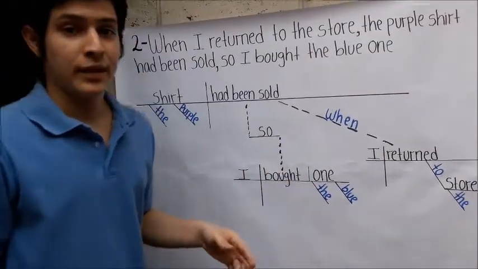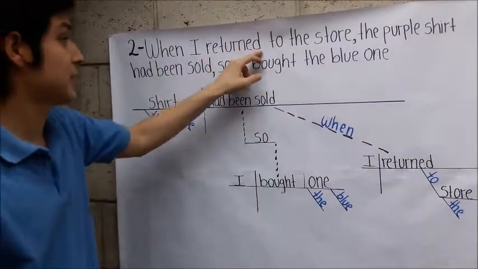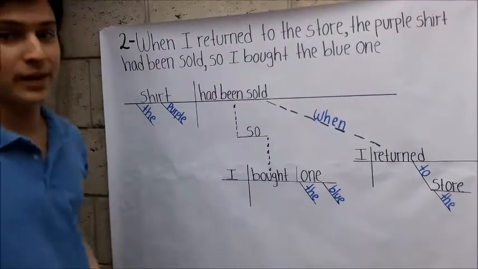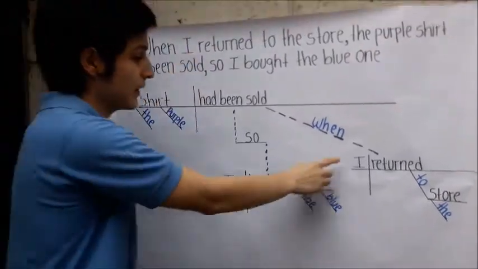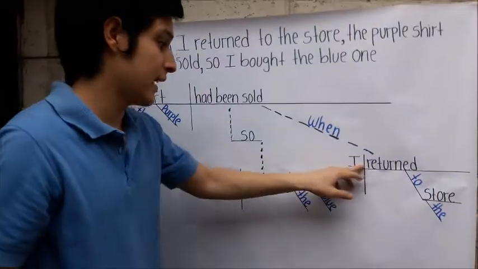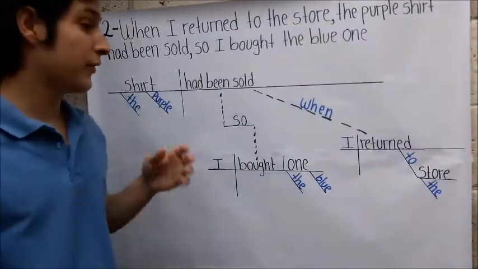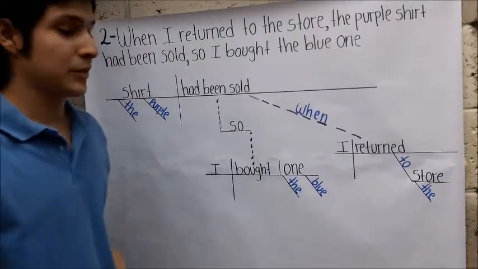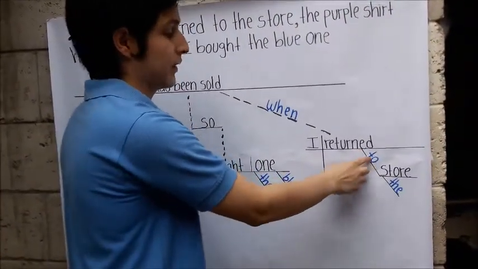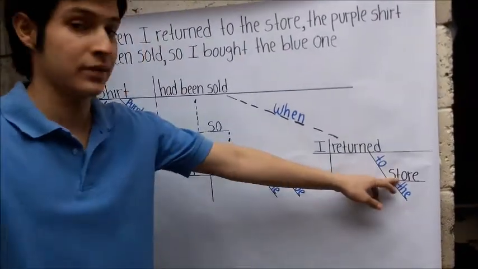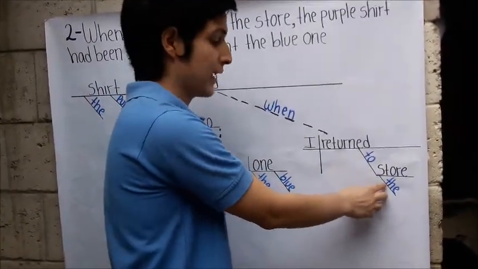And then, at the end, we have to analyze the dependent clause. In this case, the dependent clause is when I returned to the store. We have the subject, in this case the pronoun I, then separate with a vertical line, and then identify the verb, that is returned. Then we have a prepositional phrase. As we know, for the prepositional phrase we write in a slanting line the preposition to, then the noun of the prepositional phrase, in this case store, and then the modifier, in a slanting line, the.